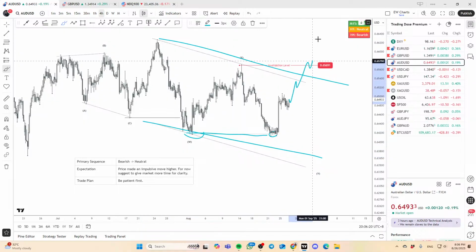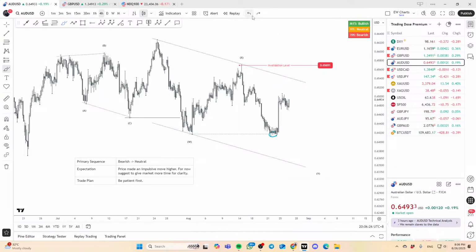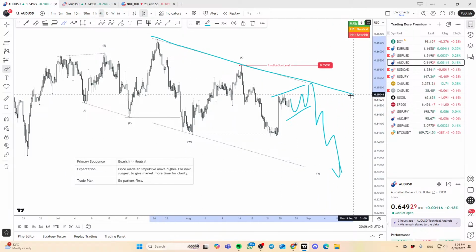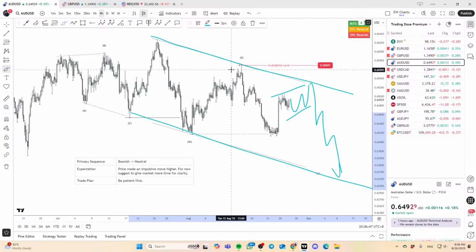Unless price actually continues moving higher and takes out this invalidation, then yes, I would conclude that the bearish structure has ended, right? And then we'll look at the upside. But until then, I will be cautious in buying it too aggressively, because this can simply be just a pullback, and then from there we start to see another move down to respect this entire bearish channel structure.